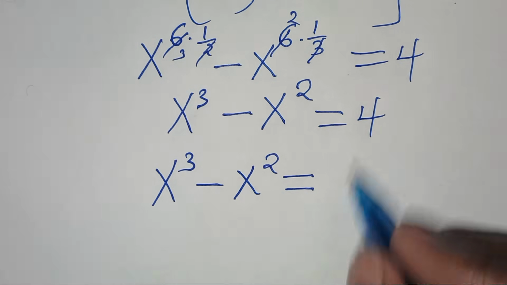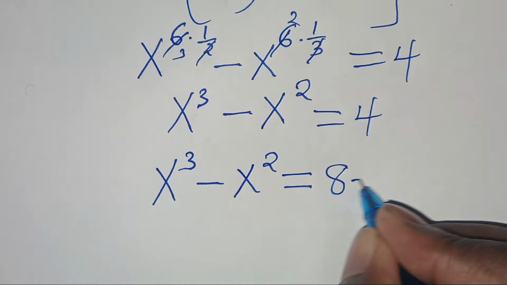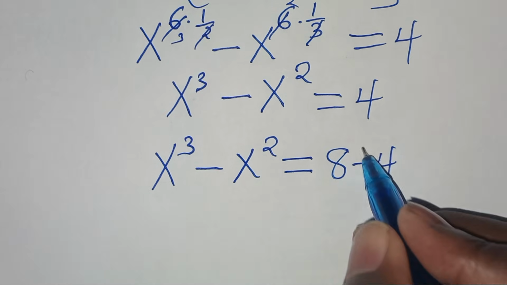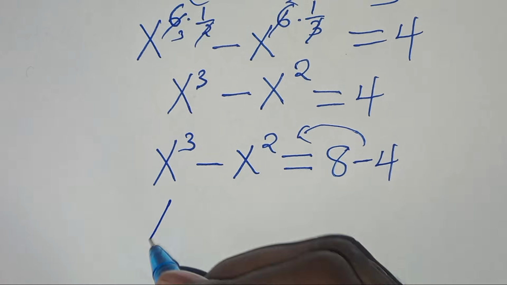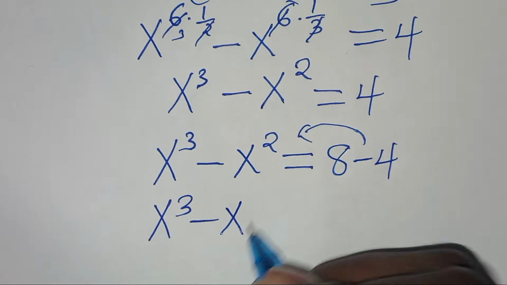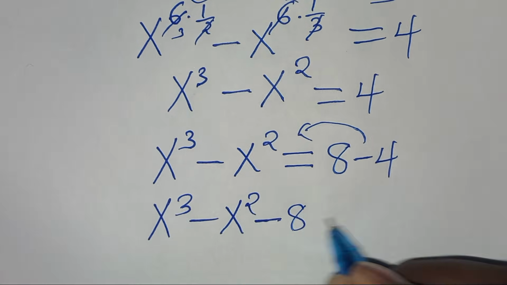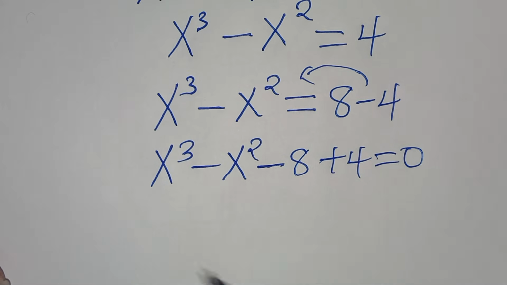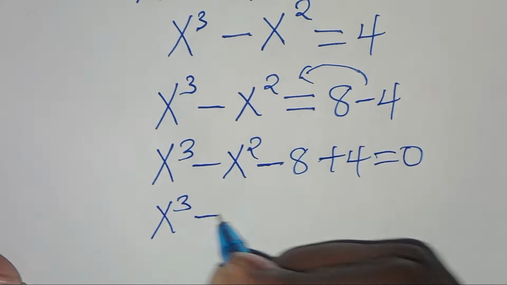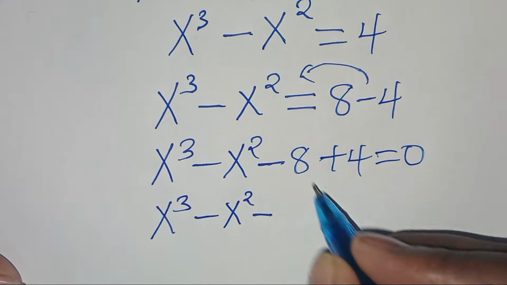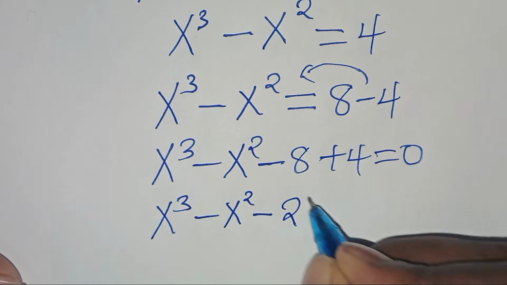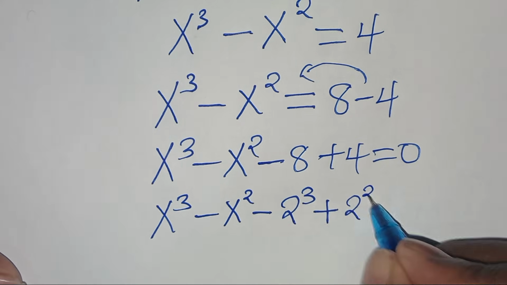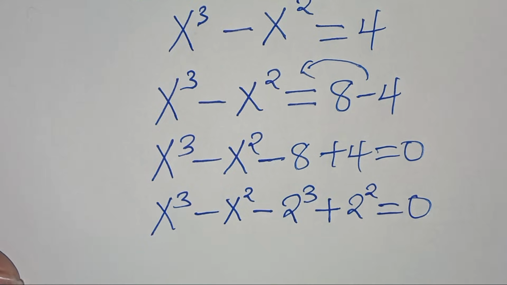We can express 4 as 8 subtract 4. So let's take 8 minus 4 to the left hand side, so that we have x to the power of 3 minus x to the power of 2 minus 8 plus 4. This is equal to 0. Now, this is x to the power of 3 minus x to the power of 2 subtract 8. 8 is the same thing as 2 to the power of 3, then plus 4, which is 2 to the power of 2, and this is equal to 0.